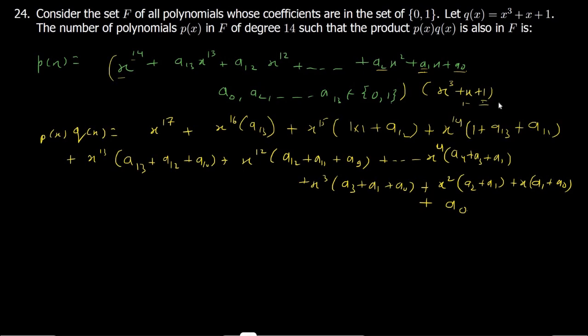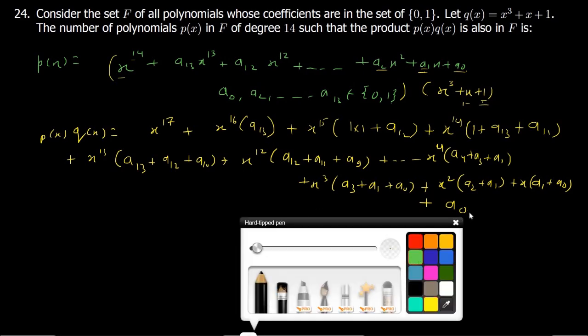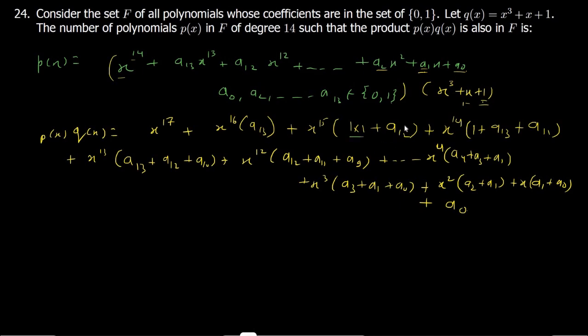Now if I look at the endpoints basically, if any of them have coefficient as 1 plus something, then the other coefficient will automatically have to be 0. For example, if we have x power 15 times 1 plus something, then because A12 lies between either 0 and 1, and if A12 becomes 1, then 1 plus 1 will become 2. And x power 15 coefficient will become other than 0 and 1. We don't want that. We want that even this is also in f, means all the coefficients are either 0 or 1. They cannot be more than that.